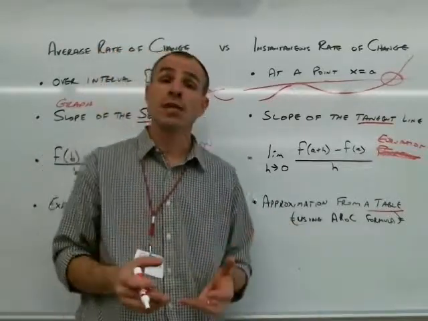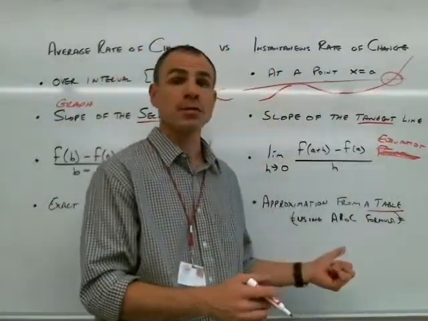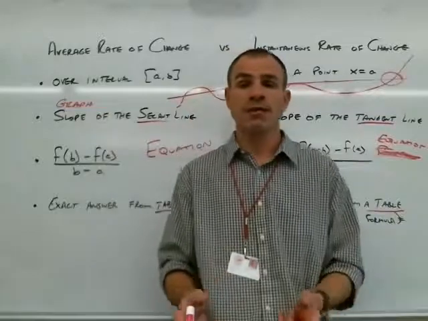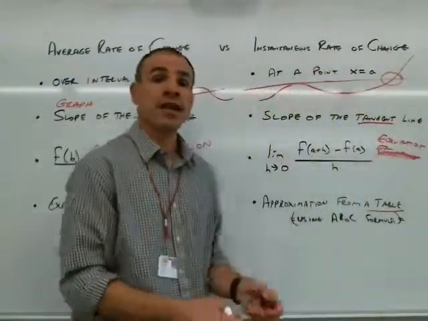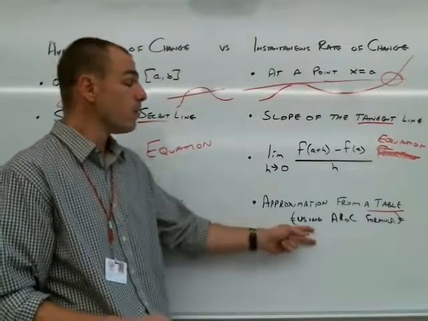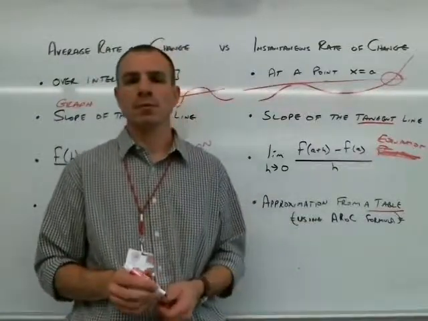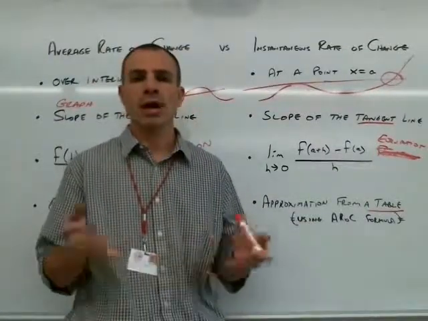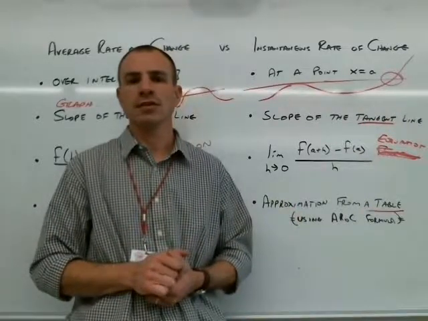So if you're given a table, you're doing the same thing on either side. You're doing an average rate of change no matter what. But if you're asked for the average rate of change, then you're going to get the exact answer. If you're asked for the instantaneous rate of change, you're going to get an approximation, but you're going to use the average rate of change to get that approximation. Okay, so there's your comparison and contrast between the two, the average rate of change and the instantaneous rate of change.